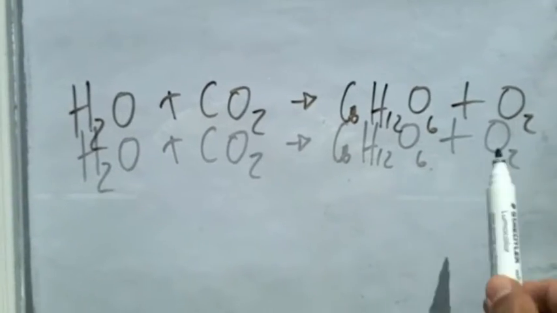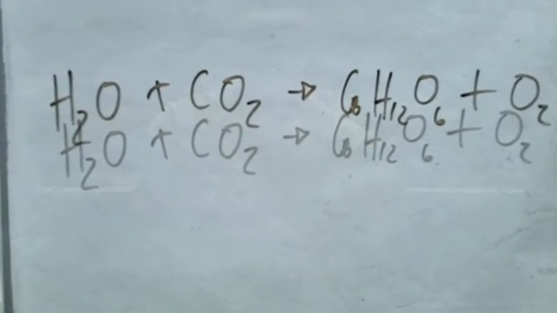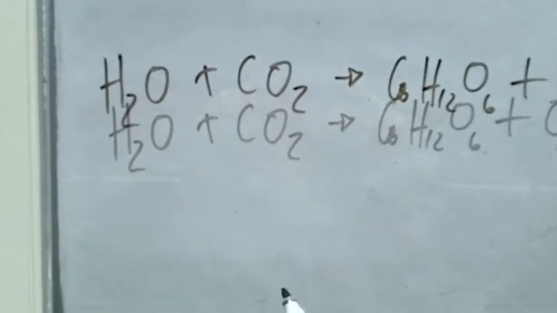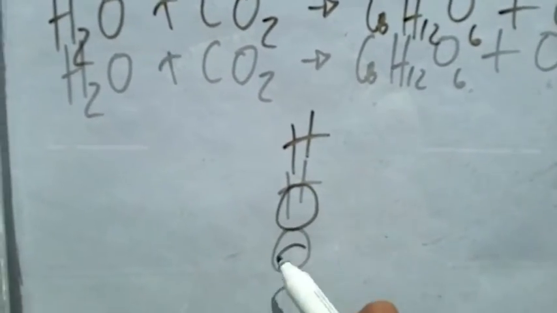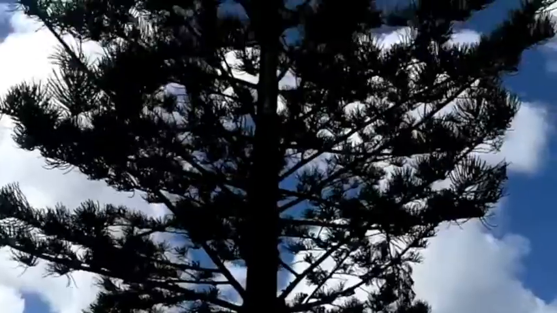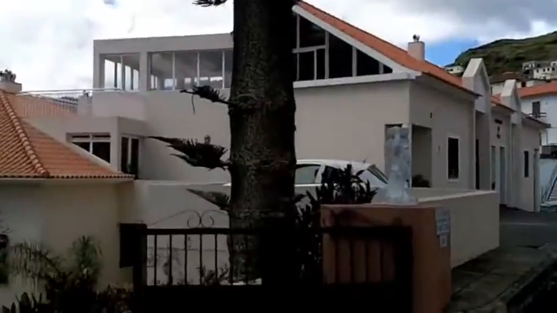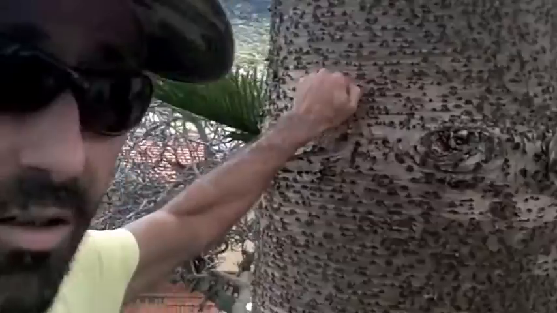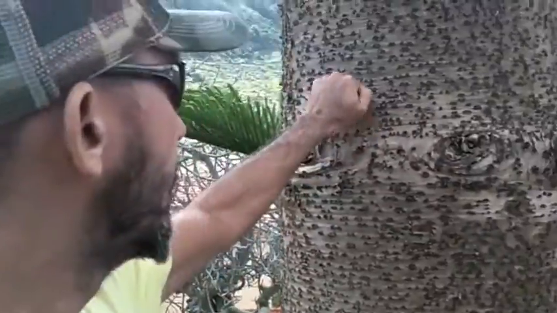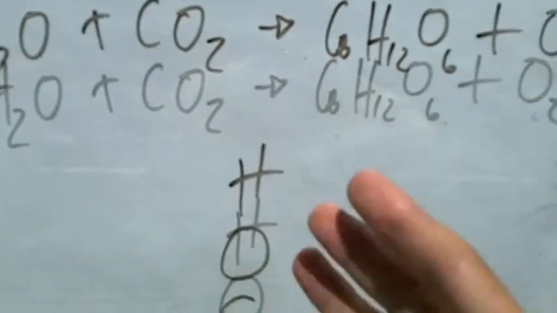Now if you look at that, you should be able to know which is the actual basic matter of a tree. Is it hydrogen? Is it oxygen? Or is it carbon? Well, look at it. Huge, solid tree. And the question is, where does this come from? This big, solid thing. The question is, how do we balance this out?